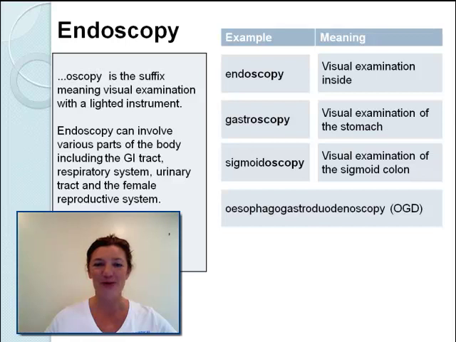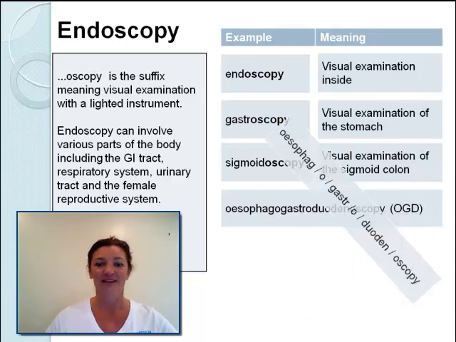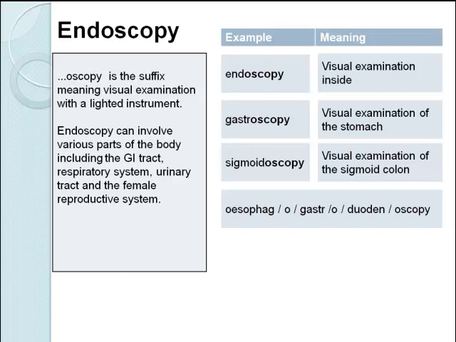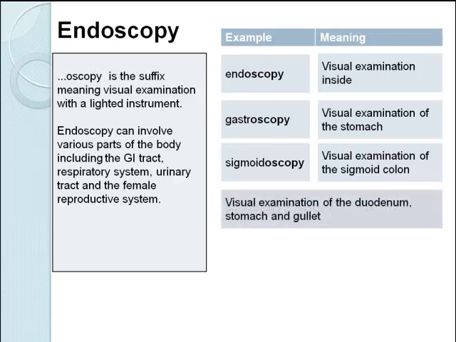And next we have a big word, esophagogastroduodenoscopy, otherwise known as an OGD. How do you say this word? Well, you say the word the same way you would break it down. So let's break it down. Esophago, gastro, duodenoscopy. So it's a visual examination of the duodenum, the stomach, and the esophagus, the gullet. Hence it's called an OGD.